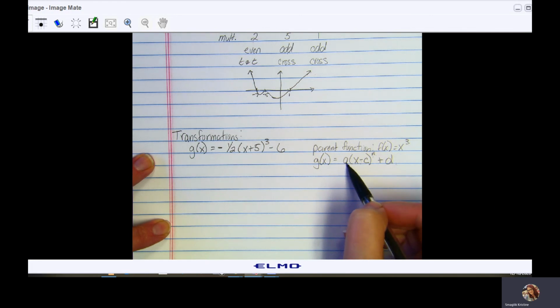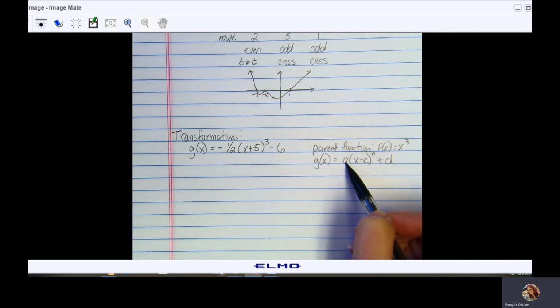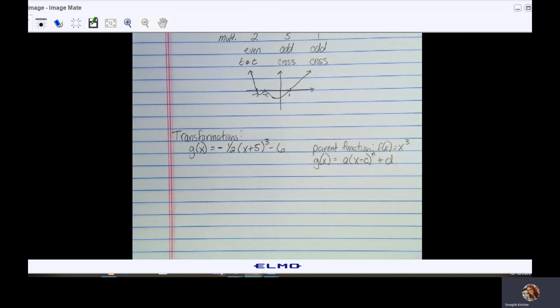Your a value, if it is greater than 1, it's a stretch. If you see a negative there, don't even worry about it. Look at the number, not the sign. If it is greater than 1, it's going to be a vertical stretch. If it is a proper fraction or a decimal, it would be a compression. If you see a negative out front, that is a reflection across the x-axis.